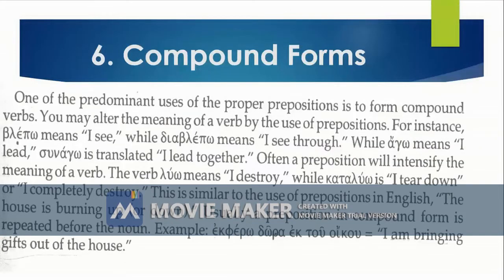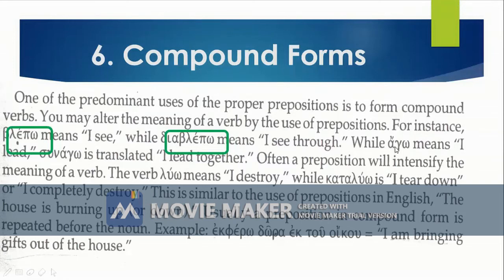For compound forms, one of the predominant uses of the proper prepositions is to form compound verbs. You may alter the meaning of a verb by the use of prepositions. For instance, the verb blepo means I see. But when you add dia in the beginning, diablepo means I see through, because dia means through. So that is a compound verb.